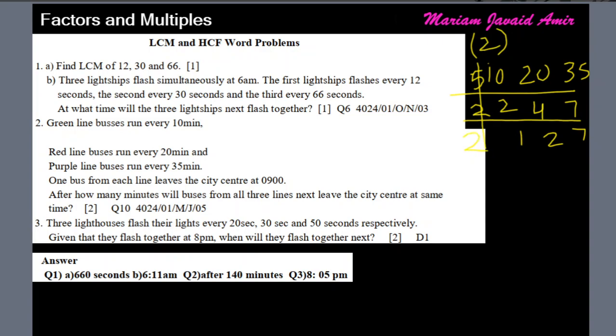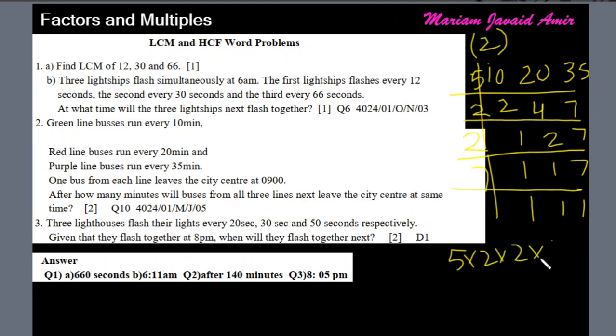Then we'll divide with 2. So 1 1 7, and then we'll divide with 7. So we get 1 1 1. So the LCM is 5 times 2 times 2 times 7, which gives us 140 minutes. So after 140 minutes, the three buses will again leave the city center together.